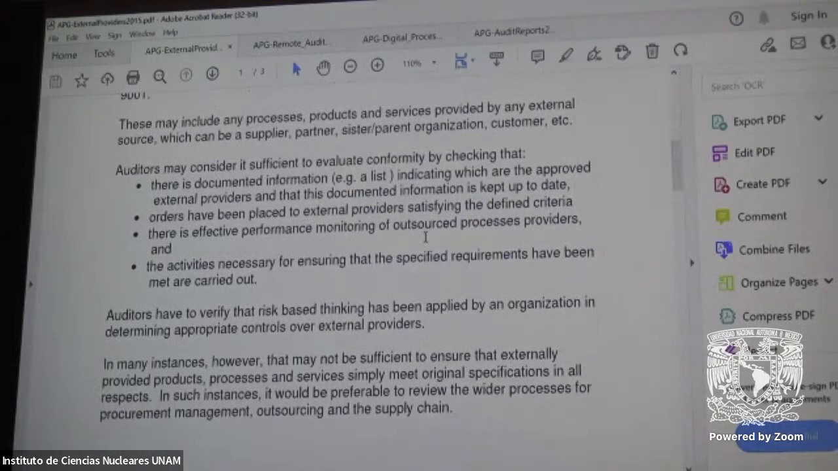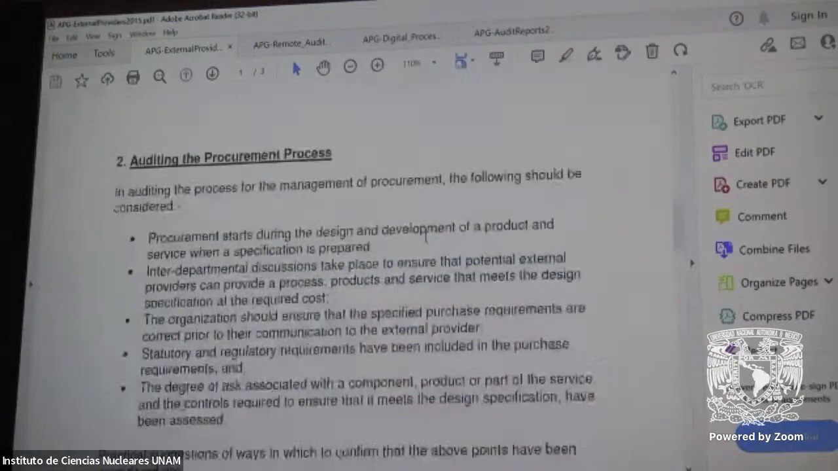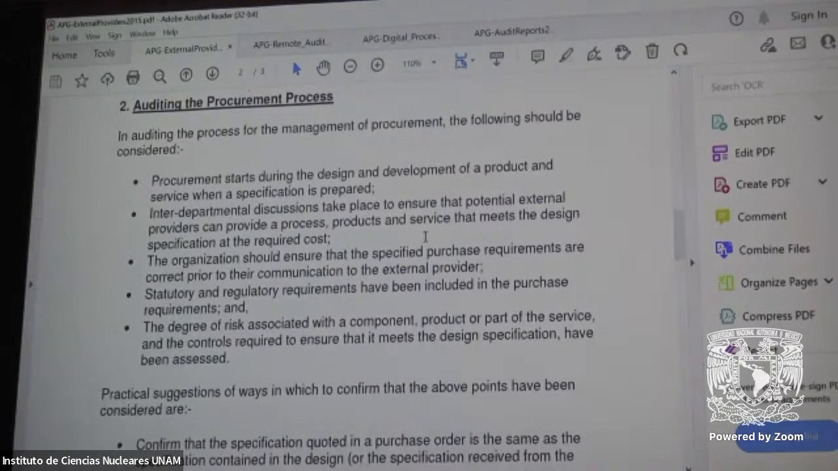This guidance note has a few bullet points about: is there appropriate documented information? Have orders been properly placed? Is there effective performance monitoring? And have the activities necessary for the specified requirements been carried out? Okay, that's quite simplistically. Most of the bullets here are about auditing the procurement process. It's again mainly focusing on the old traditional external supplier model.